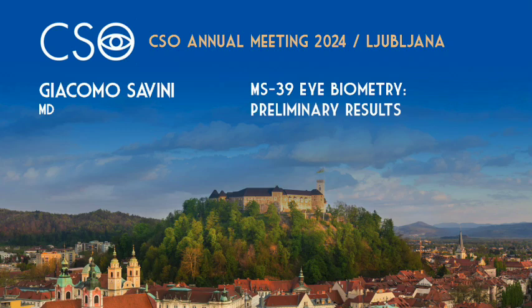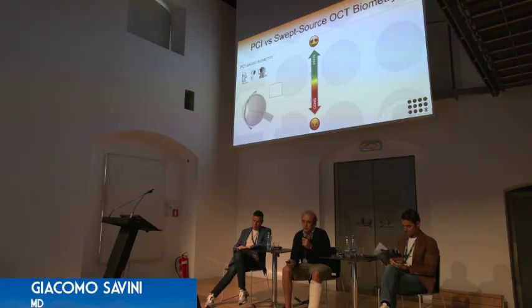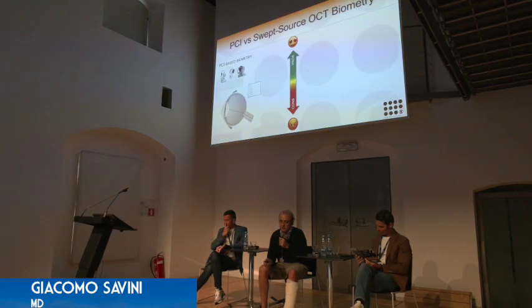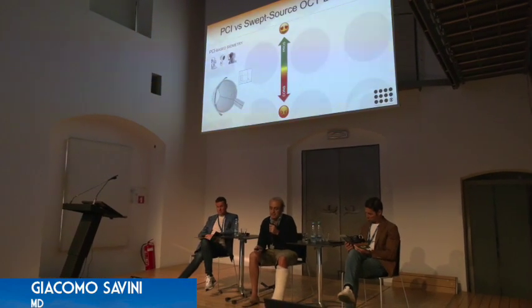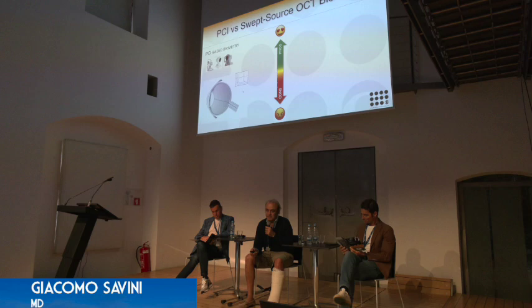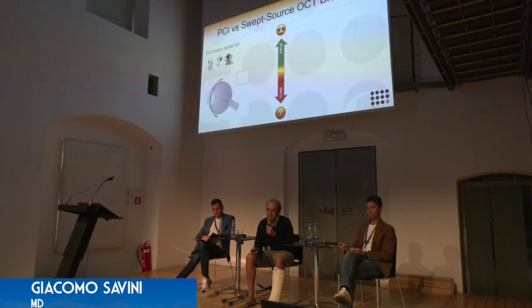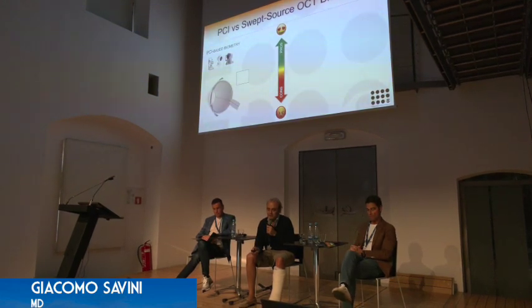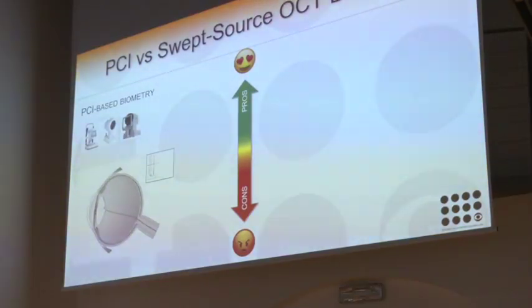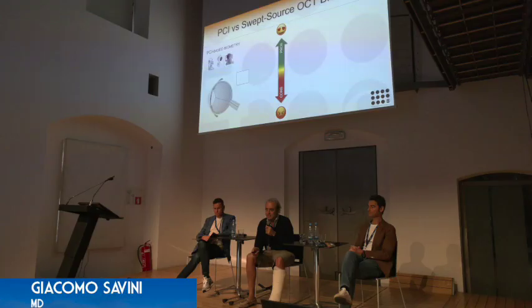Here you can see a picture of the machine. And we know that there are mainly two big technologies for optical biometry. The traditional one, PCI, partial coherence interferometry, is the one that was available on the original IOL Master and is still used by several devices like the Pentacam AXL, the Galilei, and the Nidek, other old generation instruments.